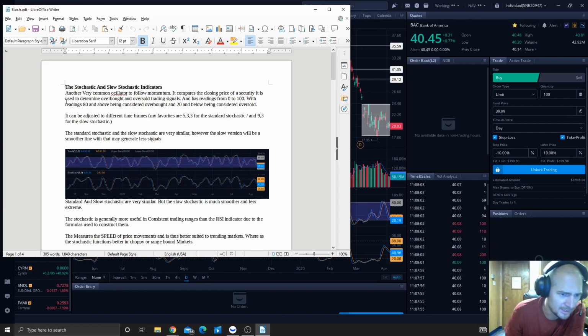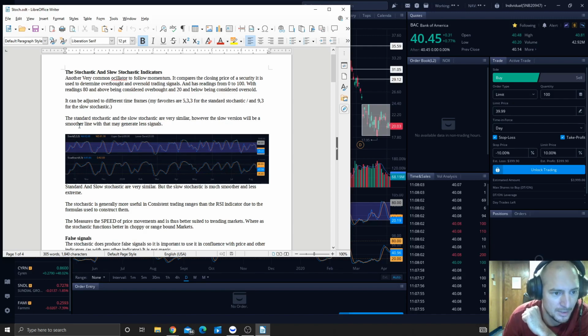So the stochastic is a very common oscillator, and it's also going to follow momentum like the RSI and the MACD. It compares the closing price of a security. It is used to determine overbought and oversold trading signals, and it has readings from 0 to 100, with readings of 80 being considered overbought and 20 oversold. It can be adjusted to different time frames. My favorites are 5-3-3 for the standard stochastic and 9-3 or 14-3 for the slow stochastic.